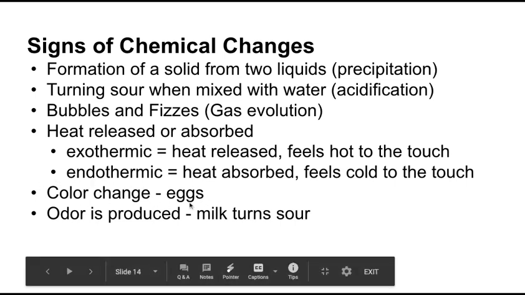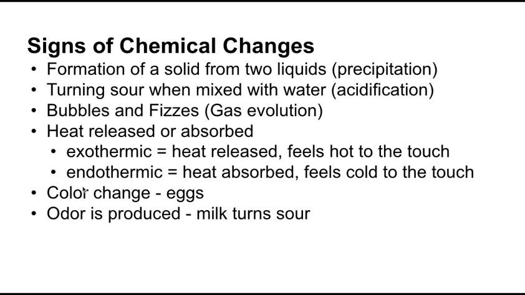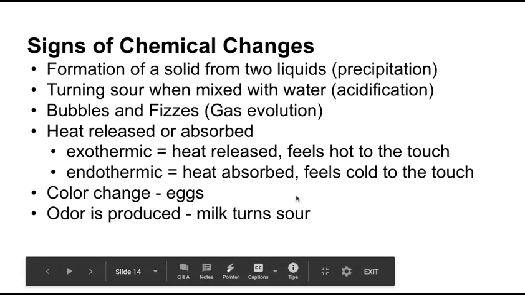So there could be a color change. An example is eggs, which you will see later on. Or an odor is produced, where the milk turns sour. So these are all different signs of chemical changes.